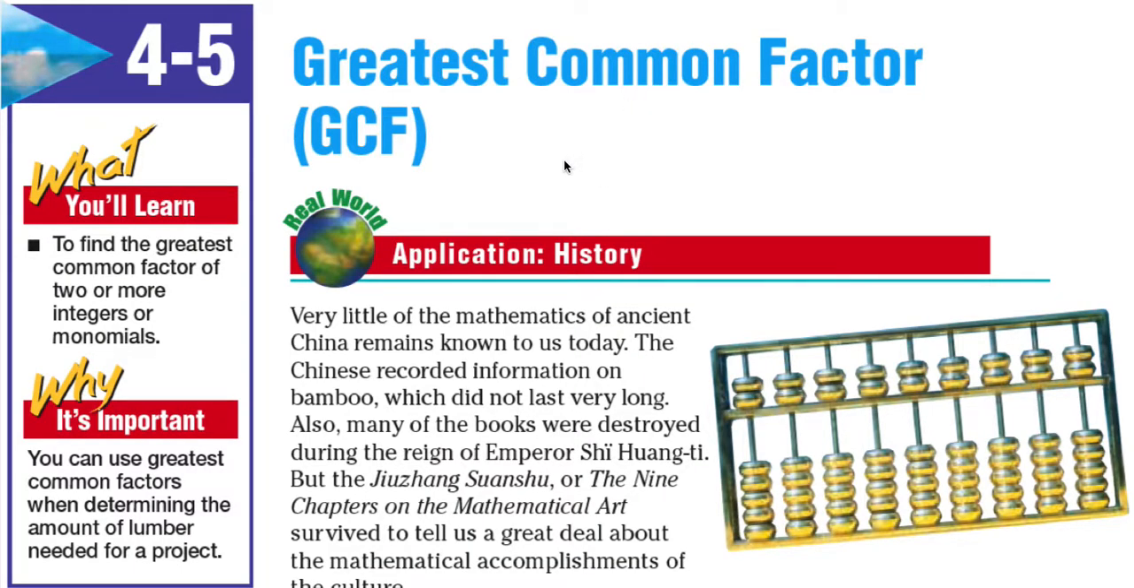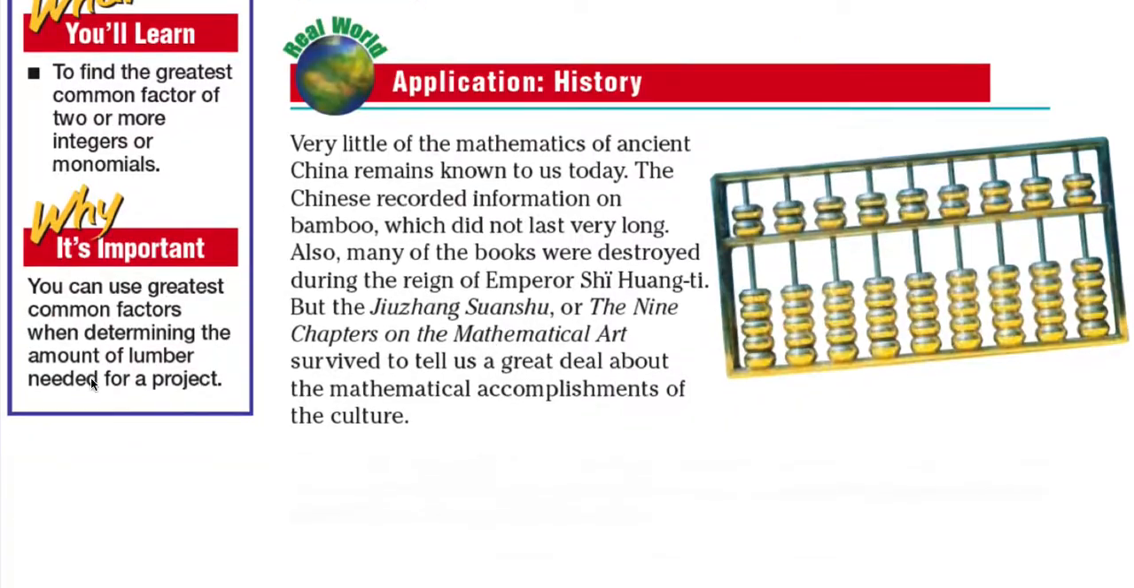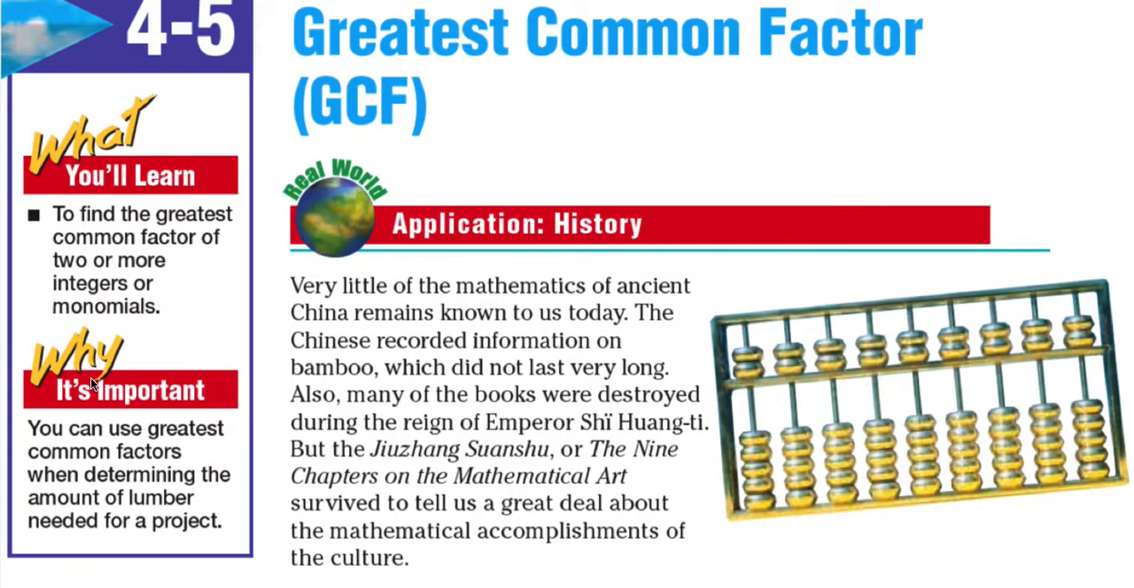Lesson 4-5, Greatest Common Factor or GCF. In this lesson, you learn to find the greatest common factor of two or more integers or monomials. Why is it important? Because you can use the greatest common factor when determining the amount of lumber needed for a project. Let's take a look at this example in history.